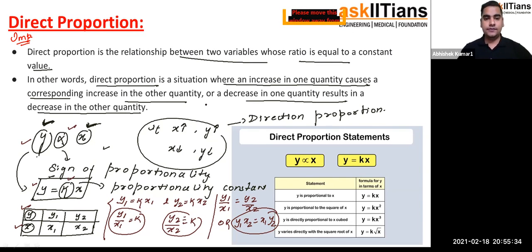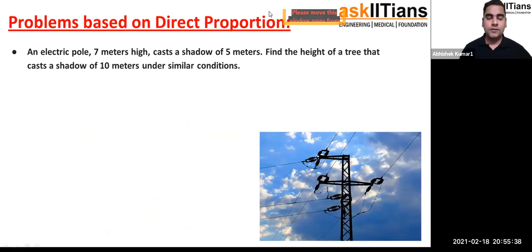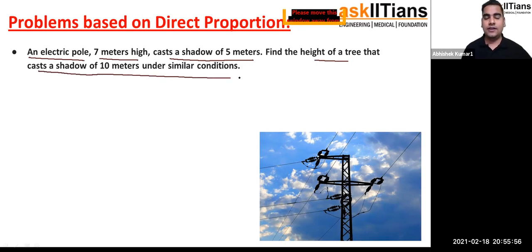Okay, is it done? All right, excellent. So what do we have here? We have one problem, and let's see what we are provided. An electric pole 7 meter high casts a shadow of 5 meter. Find the height of a tree that casts a shadow of 10 meter under similar conditions.